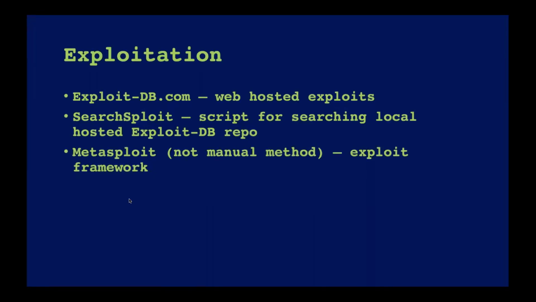You do a search on the vulnerable operating system or software, and you want to make sure to put the vulnerability information in, the version of the software, and it'll come back with possible exploits. And there's also a command line version of that called Searchsploit. It's a script that's on Kali Linux and other pen testing distros like Parrot OS, and it searches a locally hosted repo of the Exploit DB, the exploit database.